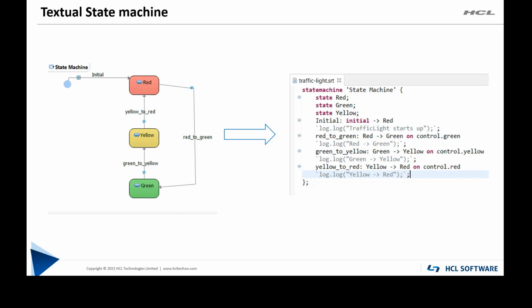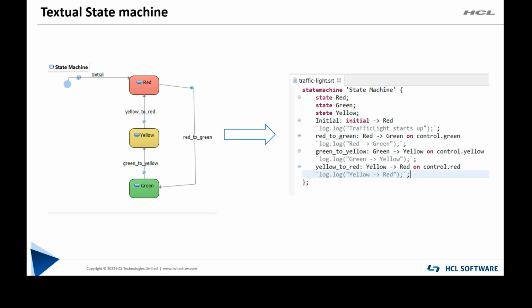The main advantage of this is we can see the complete picture of the state machine. For example, in the state machine diagram on the left-hand side, we can't see the code associated with the transitions or even the entry and exit code. For a transition's effect code, we can't see it in the diagram. We have to navigate to the code editor to see what code is associated with it. Whereas with this textual state machine, we can see the complete picture, including the effect code associated with it. That is one of the main advantages.